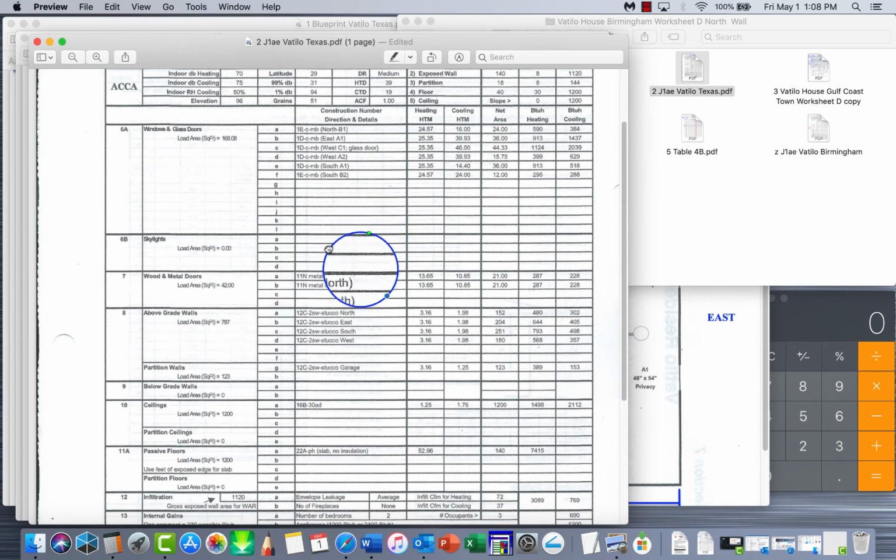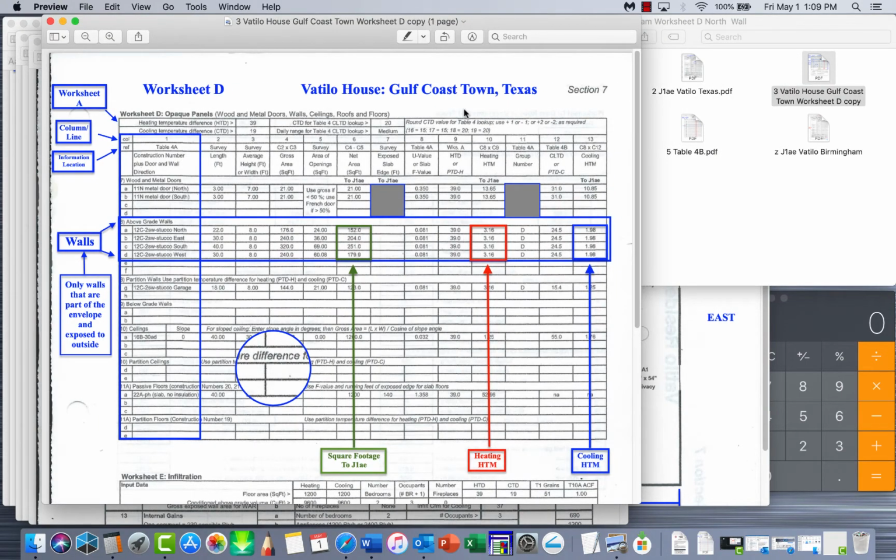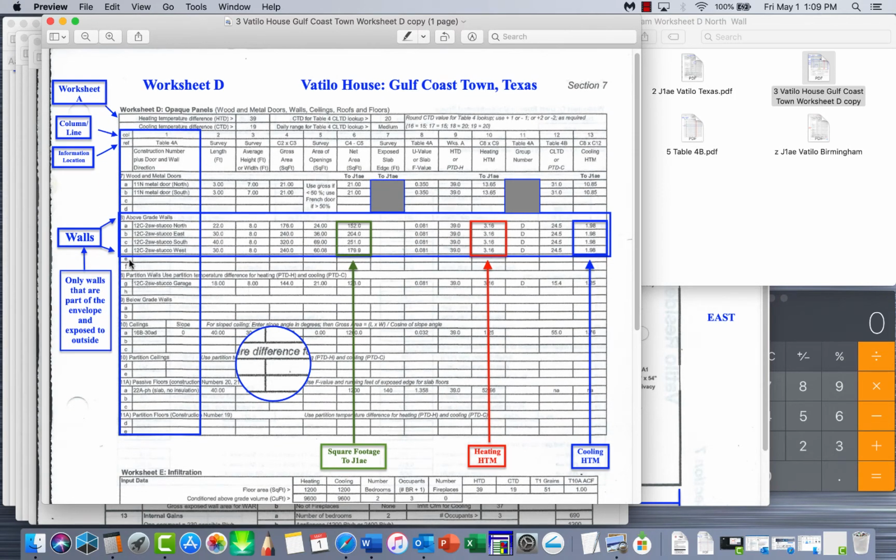Once we're done with that, we're going to move down here to partition walls. As you can see, there's no basement because it's just a slab house, so we won't be dealing with any below grade walls. Looking at this information, I've given little pointers on this. These walls here on step 8, and of course you can add more if you have a lot more walls, are only the ones that are part of the envelope and exposed to the outside. Remember, partition walls and below grade walls are a totally different area down here that we're going to do.